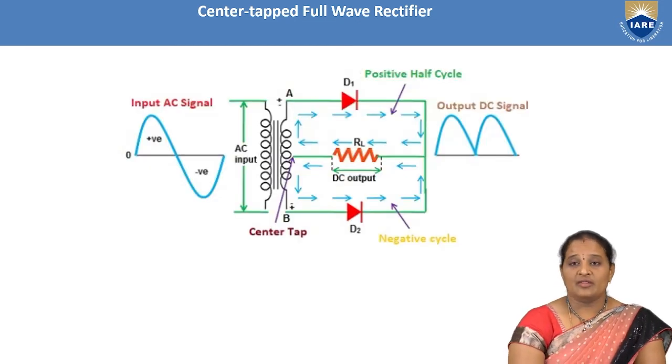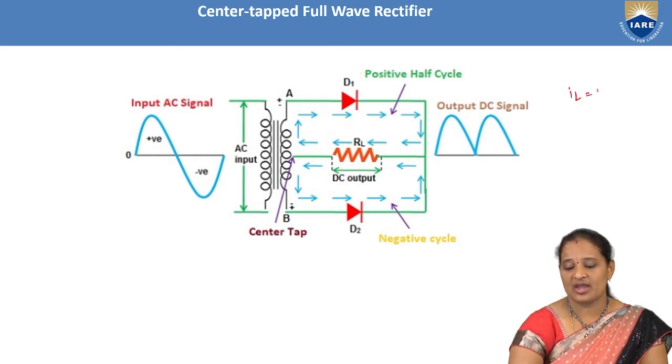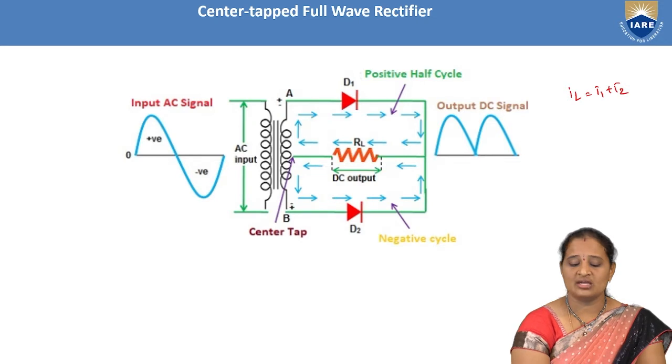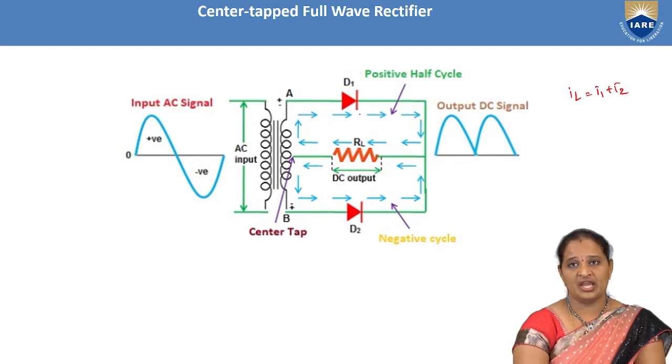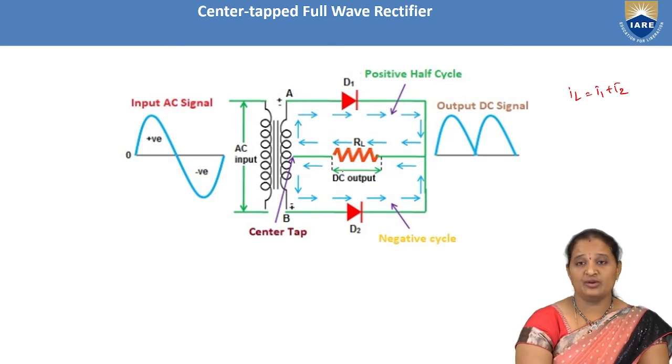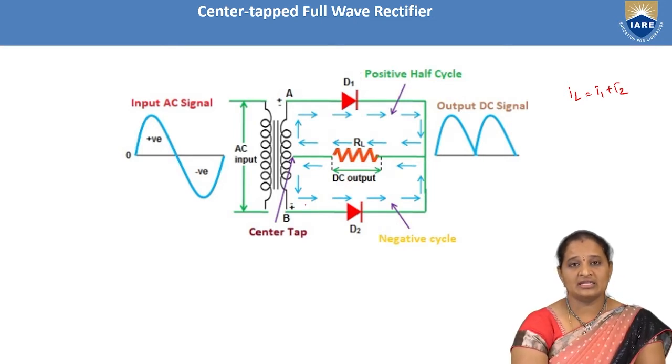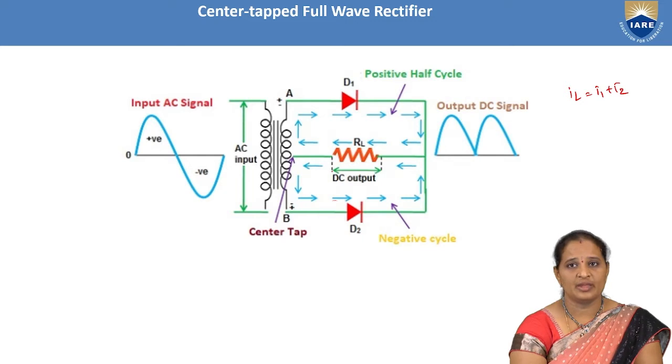Let us see why I am taking IL equal to I1 plus I2. During the positive half cycle the current starts from point A, through the diode D1 which is on, through the load resistor, and through the upper half of the secondary winding. During the negative half cycle the current starts flowing from point B, through the diode D2 which is on, through the load resistor, and through the lower half of the secondary winding.